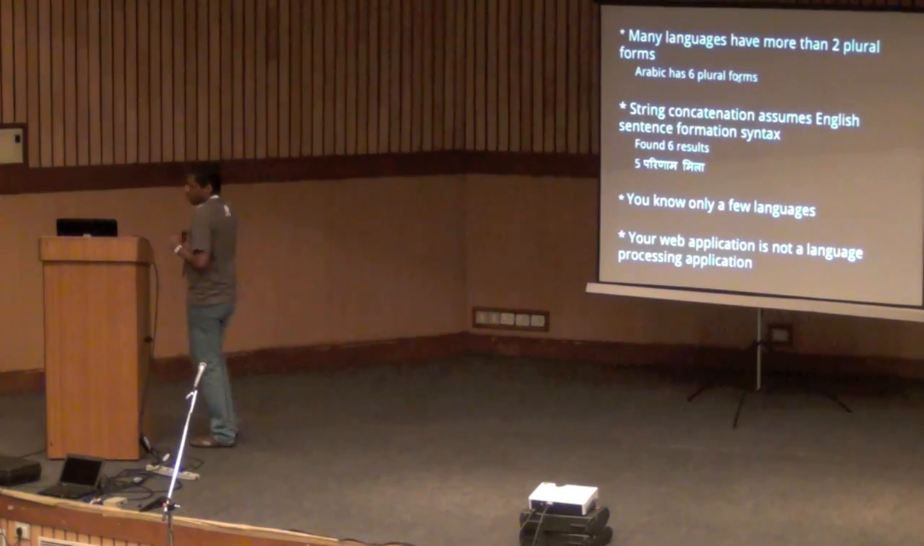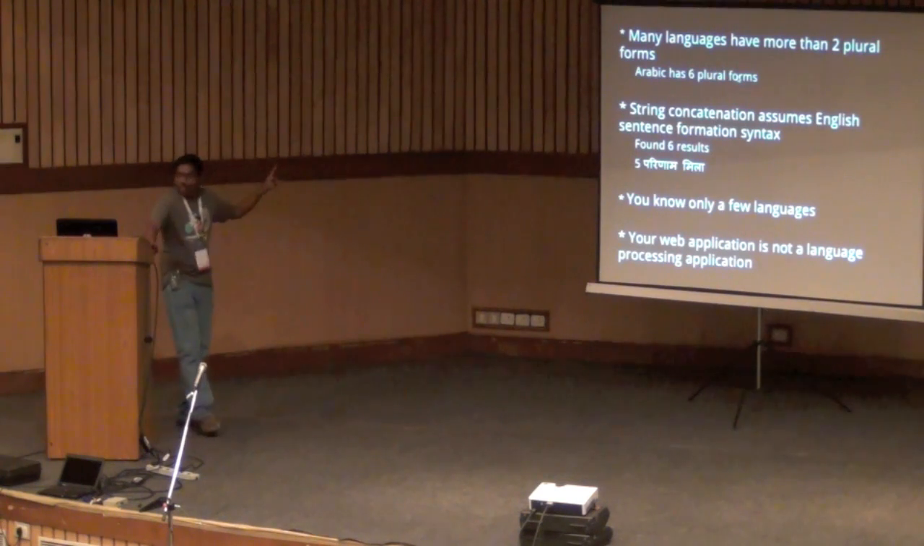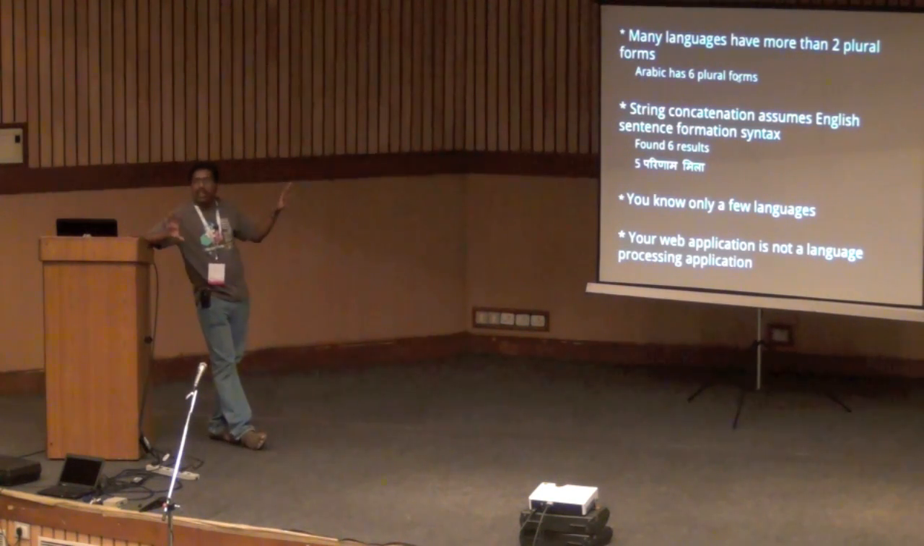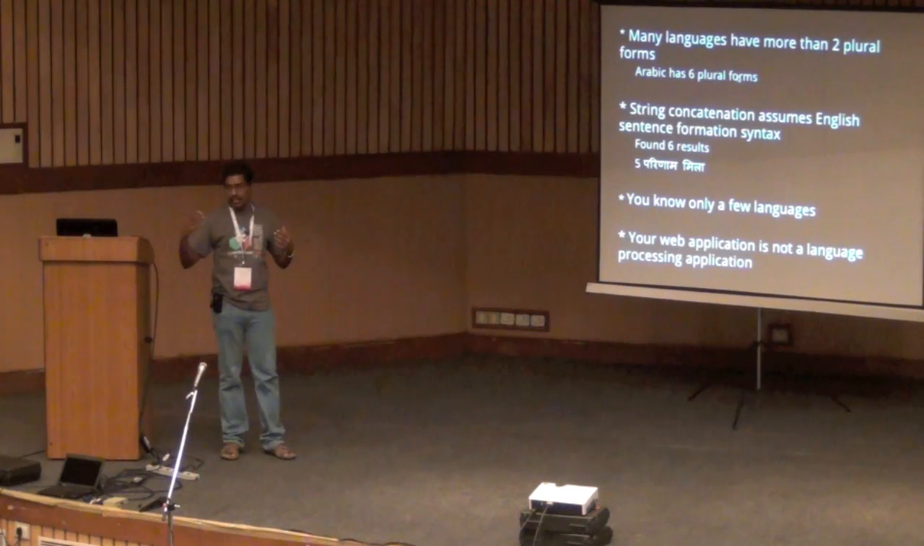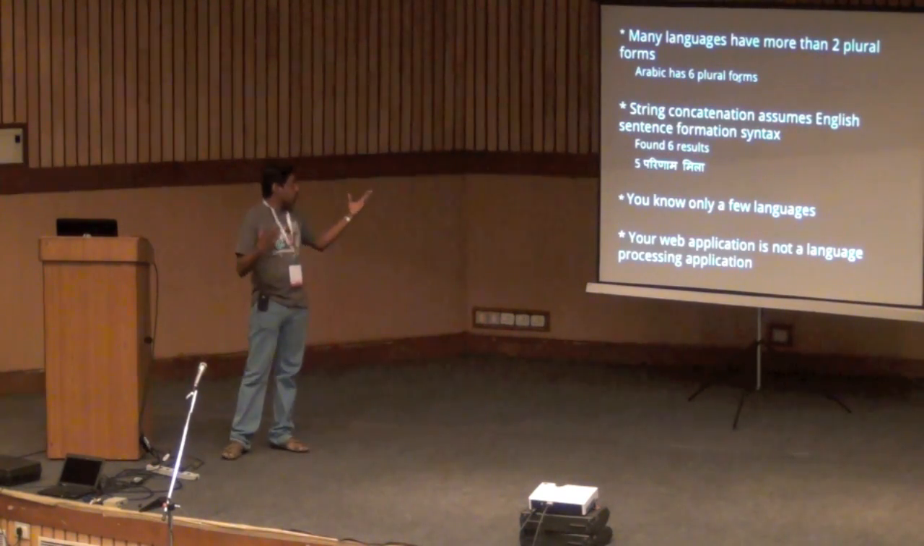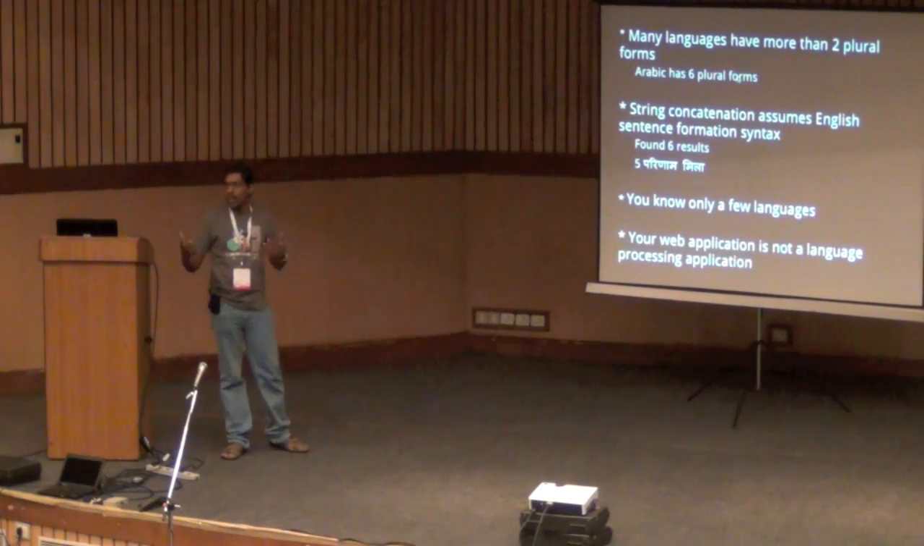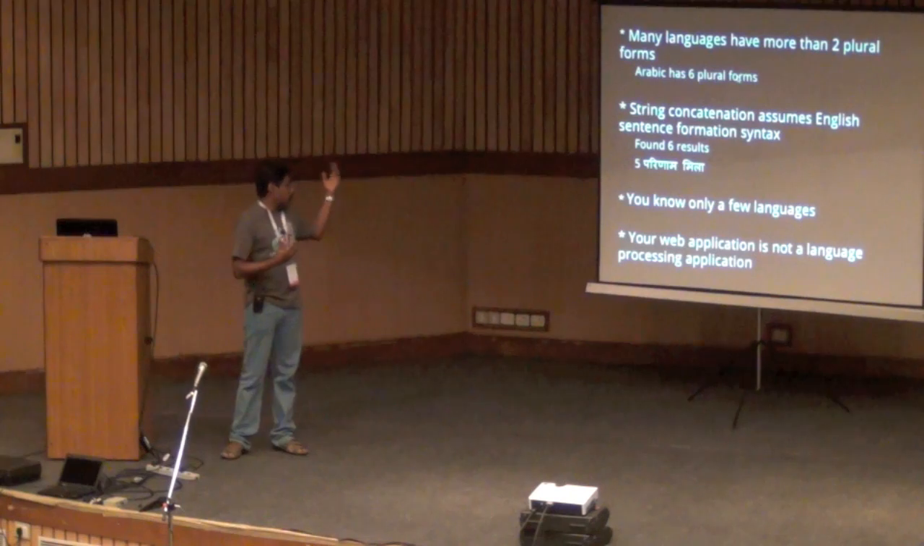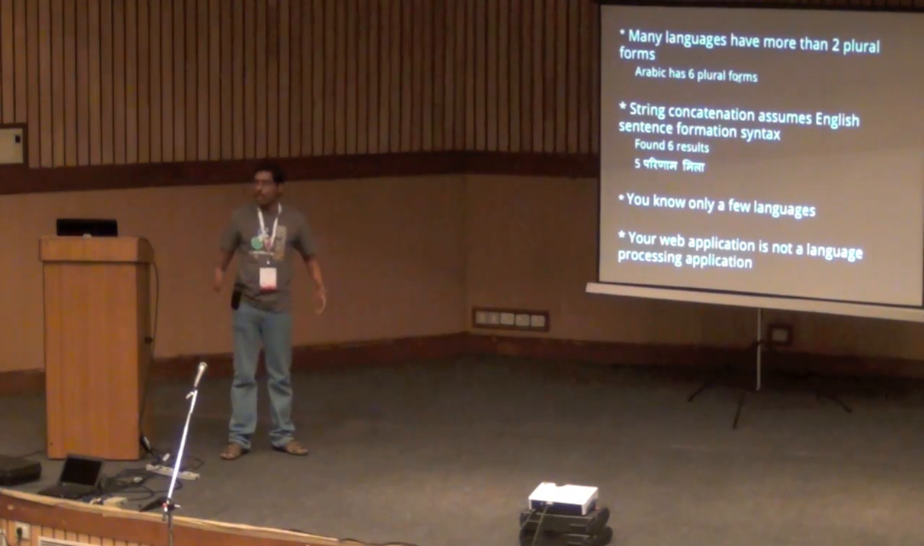So first of all, there is the number of plural forms. Second, you are assuming some English syntax formation rules that are valid only for English. So when I say "found 6 results," found is the verb, then 6 results, but the order is completely different in other languages. You cannot form that kind of string for all languages. For example, if it is Hindi, you need to put the number first, but it differs.